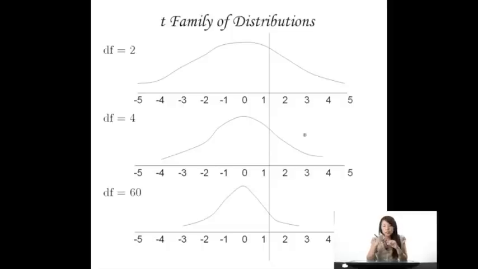So in this case, here's what I've done. I've kept the t-axis the same, so now it's labeled in the same way. But I've drawn these distributions in a slightly different way. So now this one is a little wider, this one is less wide, and this one is even less wide, right? So it becomes more narrow, more like the normal distribution.